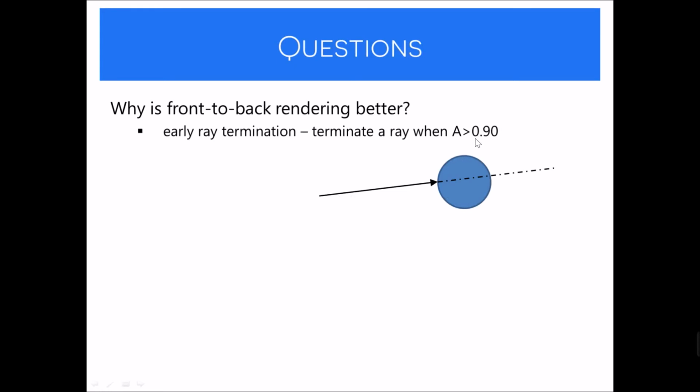Usually you stop at 0.9. Then you can just terminate the ray and start a new one, which saves a lot of time. You don't have to go to the back. If you do back to front rendering, you can't do that, because you always have to see everything. You can't stop, because you have not discovered what's in front of you. So front to back rendering is much better.